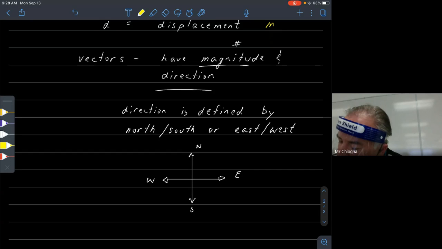You can also talk about west as being negative. When we use actual numbers, the best thing actually to do, I find, is insert your negative numbers for west and negative numbers for south. And alternatively, for east, it's positive. For north, it's positive.